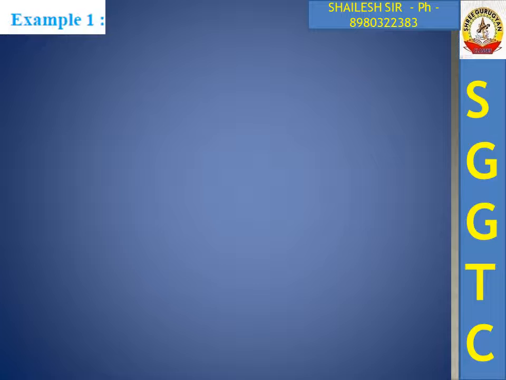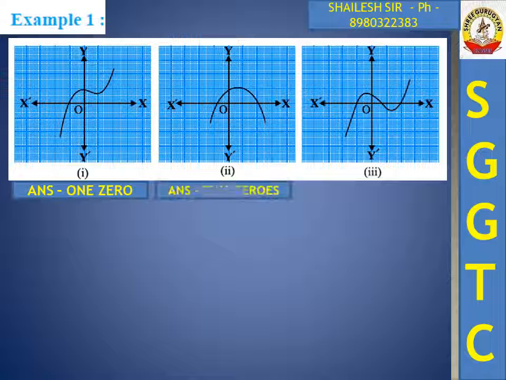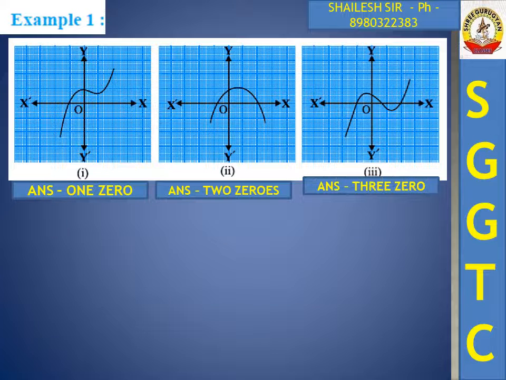Now let's start the examples. Example 1, sorry, not exercise. Example 1, there are 3 figures. See the first figure: the given polynomial curve intersects the x-axis at only one point. So my answer is 1 zero. Similarly, in the second figure, the polynomial curve intersects the x-axis at 2 points. That's why here 2 zeros. And in the third figure, obviously the intersection with the x-axis is at 3 points. So my answer is 3 zeros. So these are the three figures of example number 1.